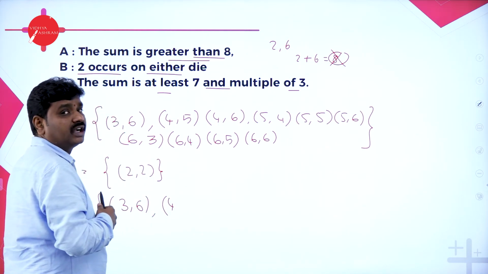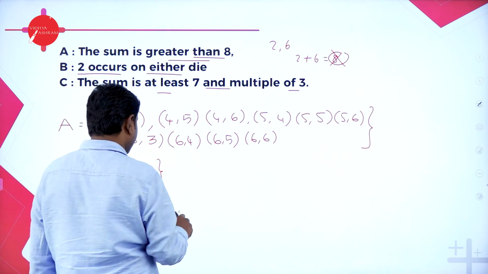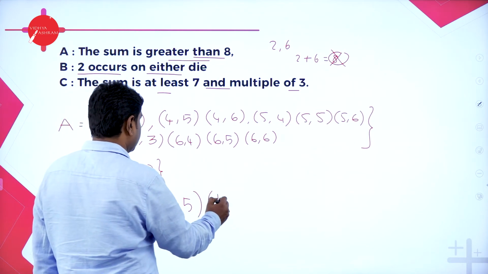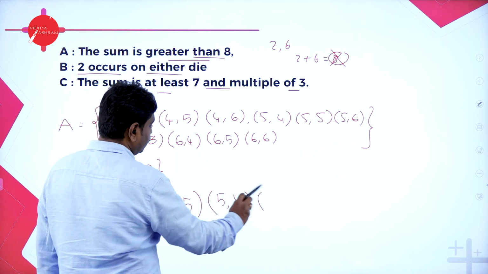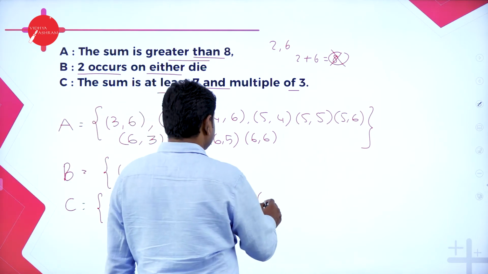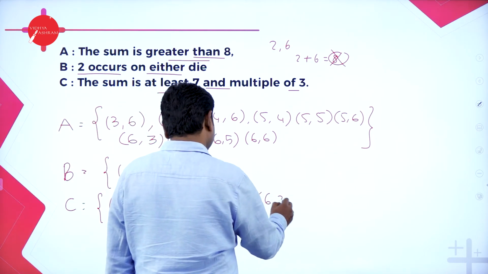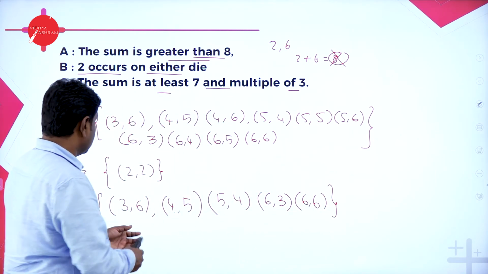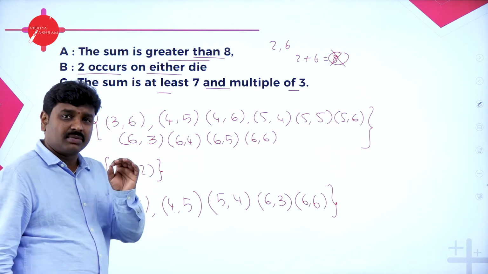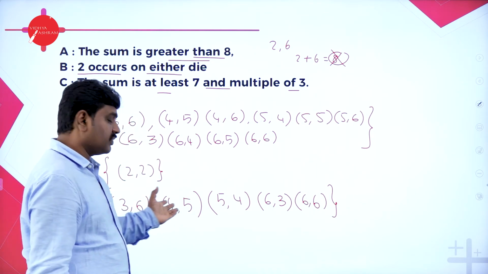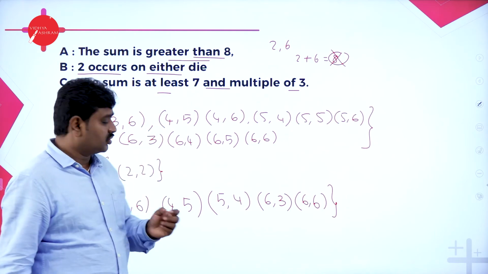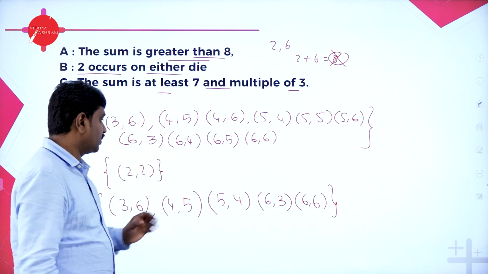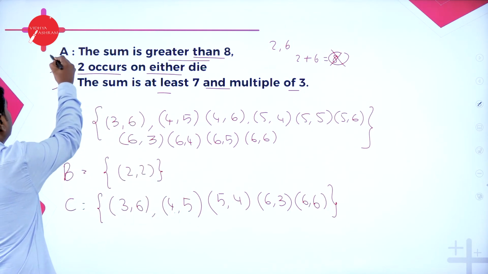Then with 4: 4, 4 gives you 8. 4, 5 gives you 9, so 4, 5 is possible. With 4, 6 gives 10, no. With 5, 5, 4 you can take. With 5, 6 gives 11, no. With 6 I can take 6, 3 and 6, 6. Now for C, the sum is 7 or more; at least means that much or more than that. All of them give more than 7, and all of them give a multiple of 3 when you add. So this is C. Writing C is important. So A, B, C I wrote.